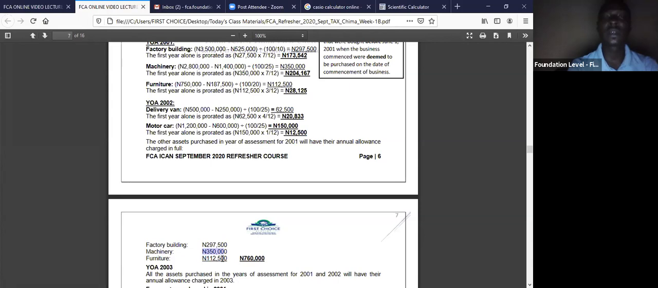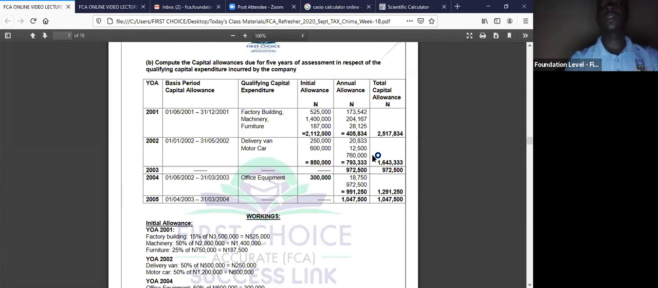That's it here. When you add the 3 of them, it gives you 760 without prorating. So that's how we got 760 here. So when you add this 760 to these 2 up here, you have this 793,333 as your annual allowance for 2002. When you add it to the initial allowance, you are getting your total capital allowance for that year.